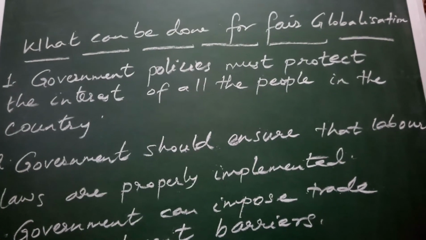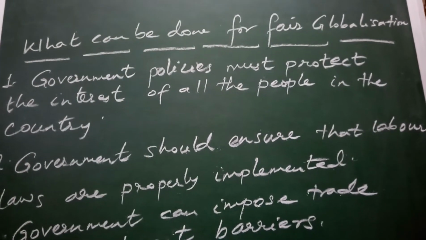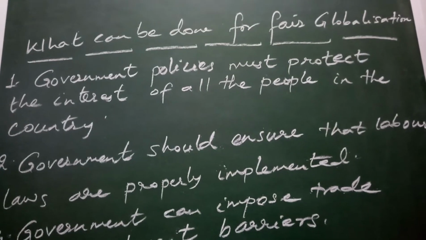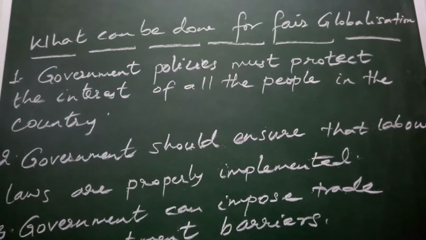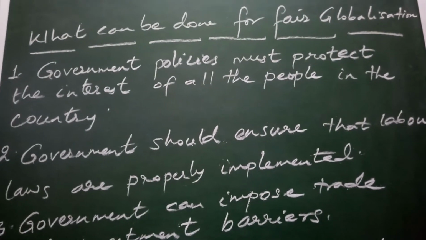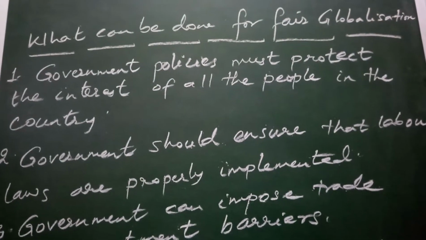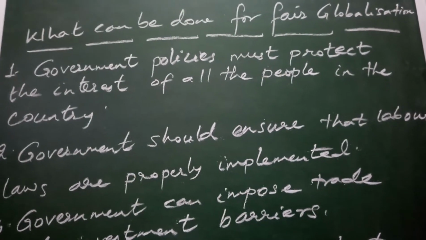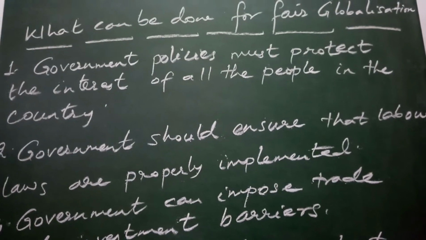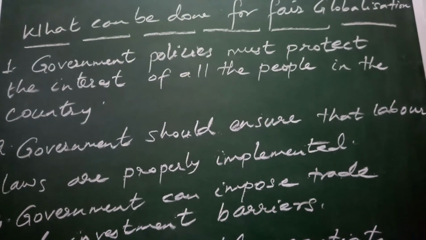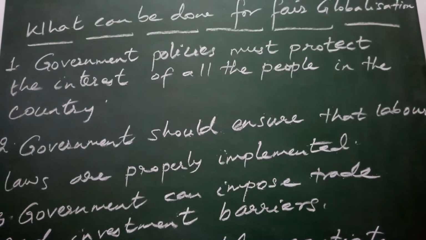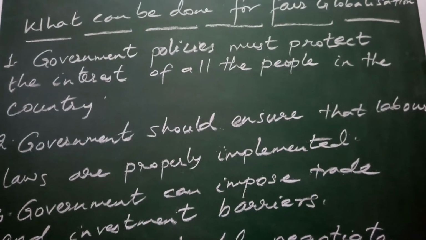For fair globalization, first, government policies must protect the interest of all the people in the country. It means government must frame the policies in such a way that the interest of all the companies, that is industries, either small scale industries or large scale industries, is protected, and it must protect the interest of all the workers in the country.